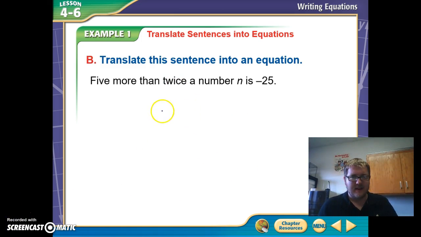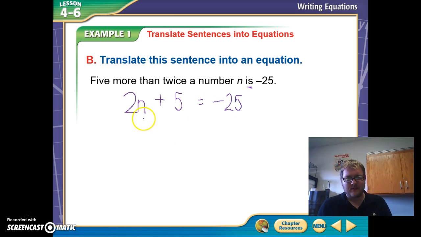Now let's look at this example. 5 more than twice a number called n is negative 25. So if we have this number n, and it's twice that number n, but we want 5 more than that, do you see how we're taking twice the number n, and then 5 more? Remember that "is" usually means equals, negative 25. So 2 times a number plus 5 is equal to negative 25.